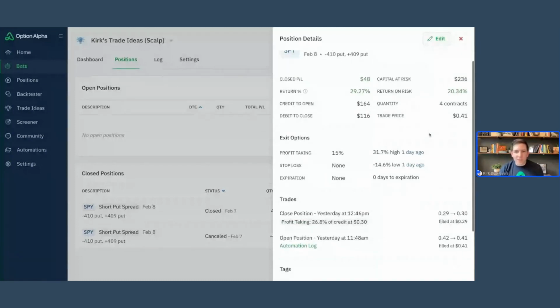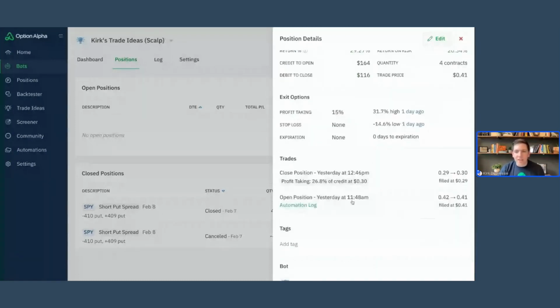I opened the position yesterday via Trade Ideas at 1148. I put the profit taking at 15%. By the time it got to 15% with all the Powell comments and stuff like that, it actually closed the trade for a 26.8% of credit profit. That's good. Like that's less than an hour.